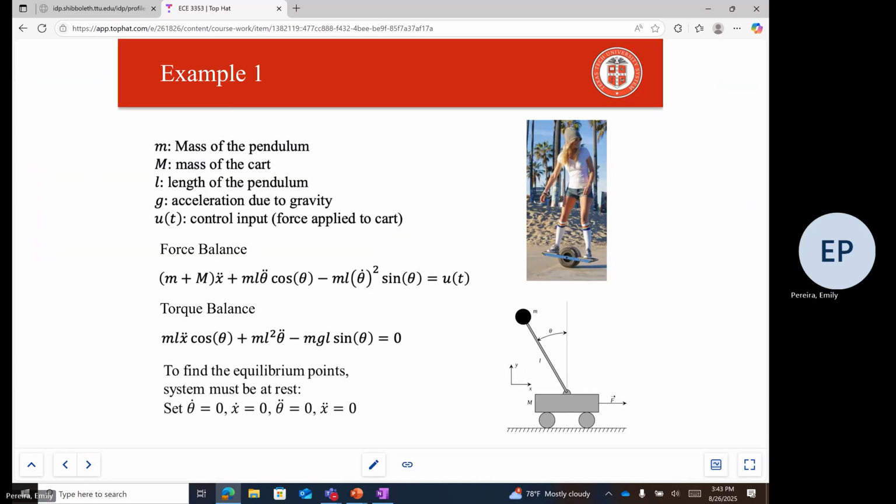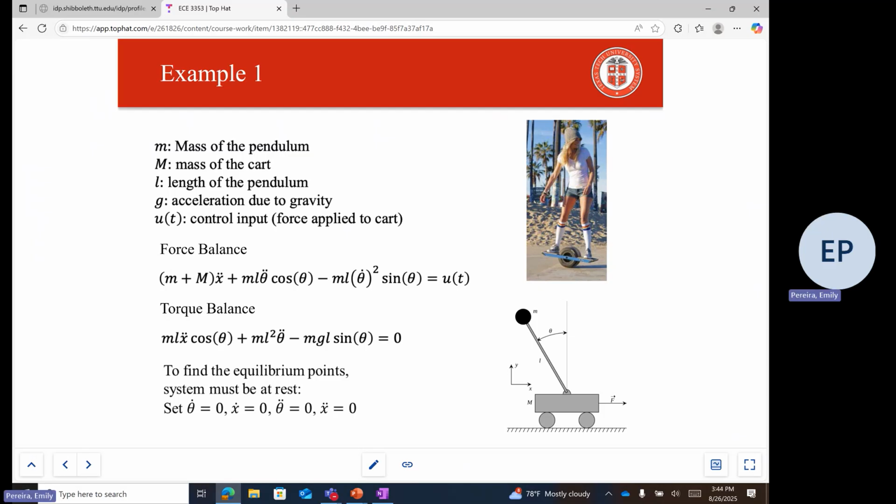All right, so here's an example of linearizing around this equilibrium point. We're going to first start by finding the equilibrium point. I'm sure you have all seen people riding these one wheels around campus, and you can see that this one wheel looks very similar to what we call an inverted pendulum. We can actually mathematically model an inverted pendulum with the following equations. We have the force equation and the torque equation.